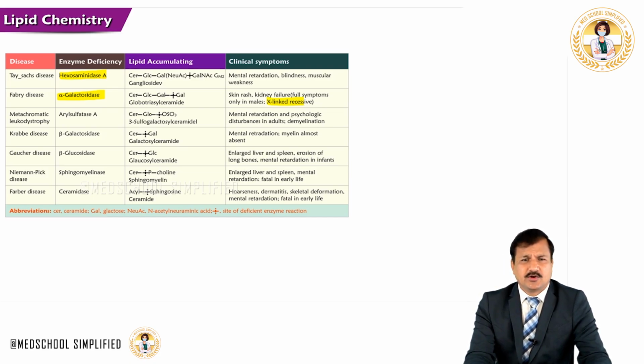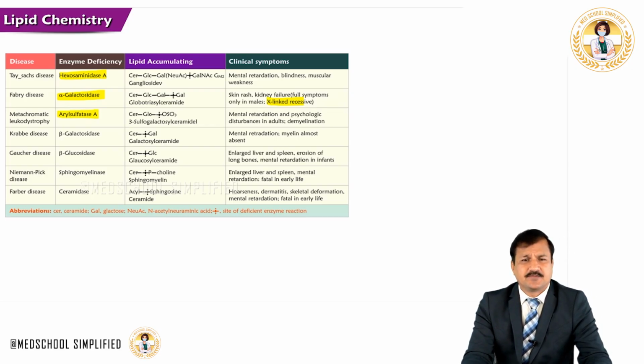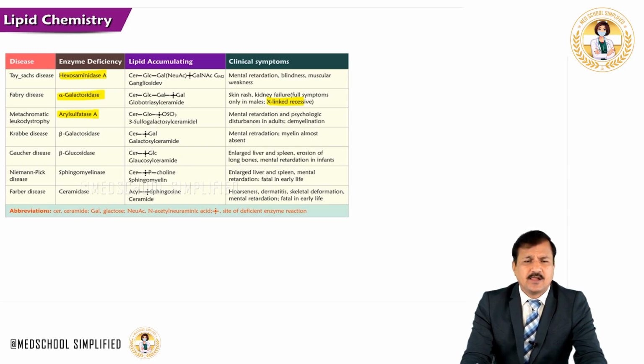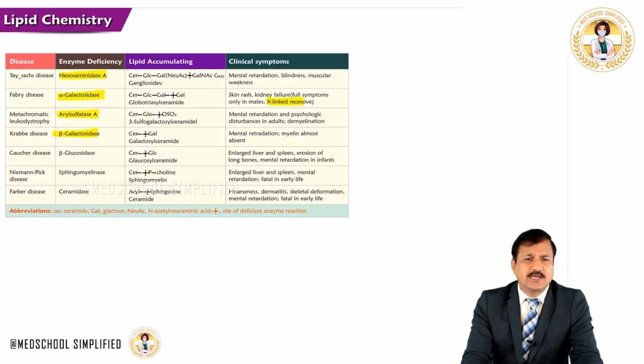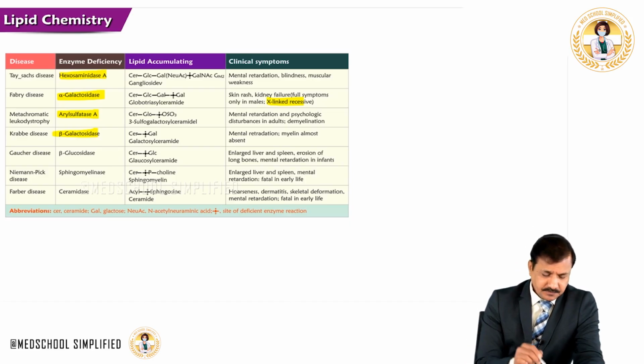And the metachromatic leukodystrophy is because of deficiency of arylsulfatase enzyme. So sulfatides, the most abundant sulfatide being sulfogalactosylceramide. So patients again will have neurological issues, demyelination process and all that. Krabbe disease is because of deficiency of beta-galactosidase, where galactosylceramide is not separated into ceramide and galactose, so galactosylceramide will accumulate in the disease.